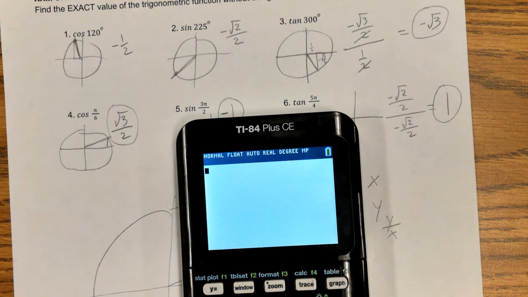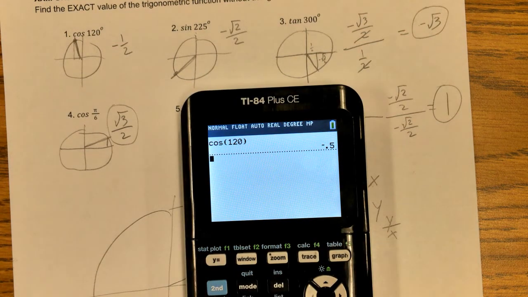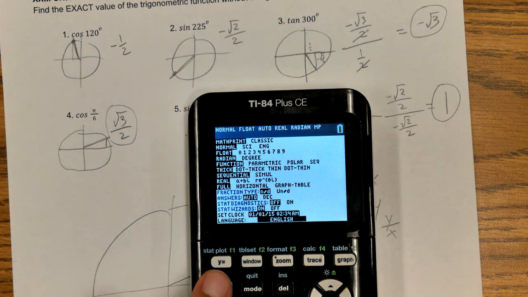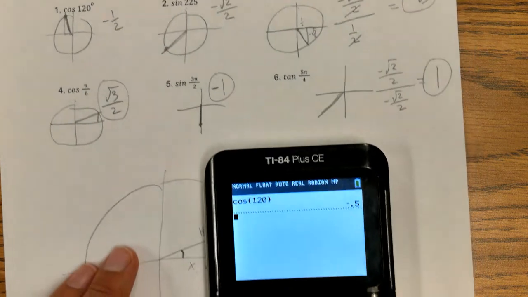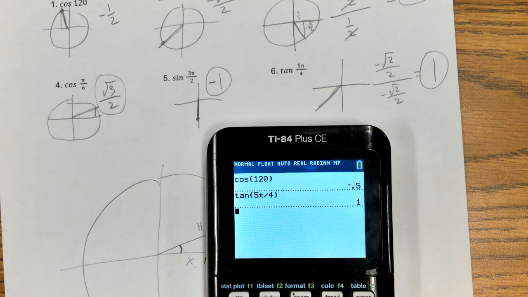Here, I know I'm still in degree mode from previous work, so if I did the cosine of 120, this should come up as negative 0.5. Sure enough, it does. If I were to change my mode to radian, now let's just work on the last one there. It should equal 1. So if I did the tangent of 5 pi over 4, I see that it equals 1, so I know I'm doing this correctly.